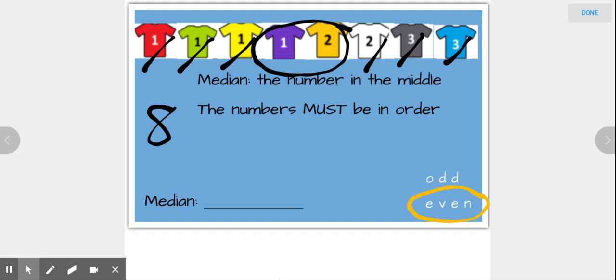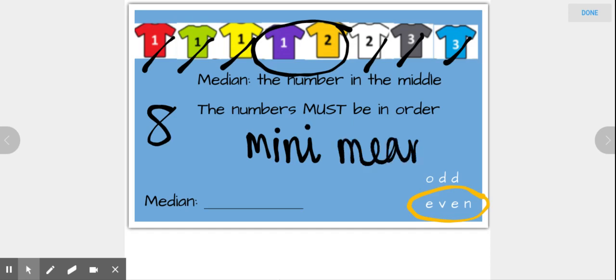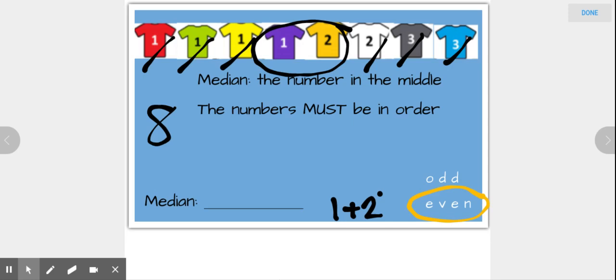My median is not both of those numbers. I have to do something that I call the mini mean. That means that I find a little mean of those 2 numbers. So I am going to add and divide my 1 and my 2. So 1 plus 2 is 3. So then I take my 3 and I divide it by the amount of numbers that I just added. So how many numbers did I add? 1, 2. So I'm going to divide it by 2.